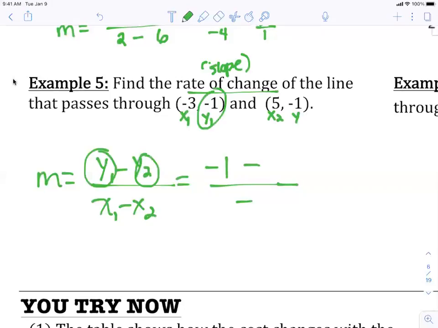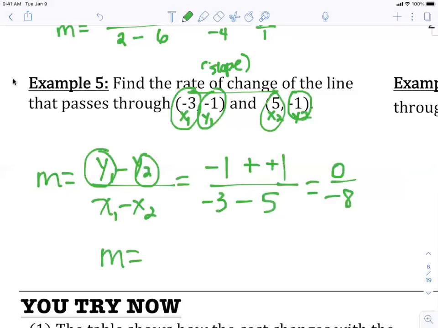Y sub 2 is going to end up being, oops, I deleted that. That's going to end up being -1. And x sub 1, I'm going to move down to the denominator, that becomes -3. And our x sub 2 becomes 5. Now on the top, if I do -1 minus -1, those actually cancel and you're left with -1 plus 1, which is 0. -3 minus 5 ends up being -8. And if we reduce those, 0 divided by -8 ends up being 0.